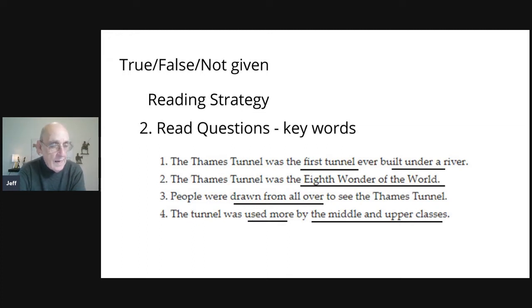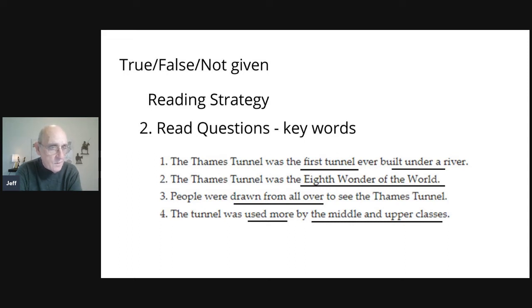So as you practice these questions a few times, you'll become more and more aware of the type of things that are good clues. So you're looking for phrases that seem that they could be quite easily said in a different way. You're looking for proper names. You're looking for things that narrow down your options, like under a river. I'm not looking for a tunnel that went around the river. I'm looking for one that went under. And I'm looking for the first tunnel, not the second tunnel, the third tunnel.